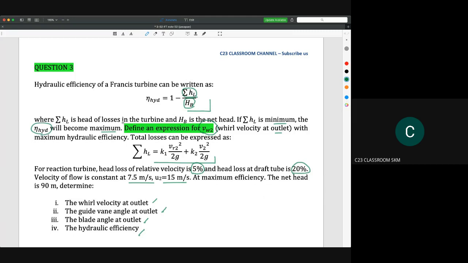So here it's maybe a little bit confusing, because the question asks us to calculate the maximum hydraulic efficiency, which means there are no losses. But in the second paragraph, it gives us the losses and so forth. So how could we think about this?